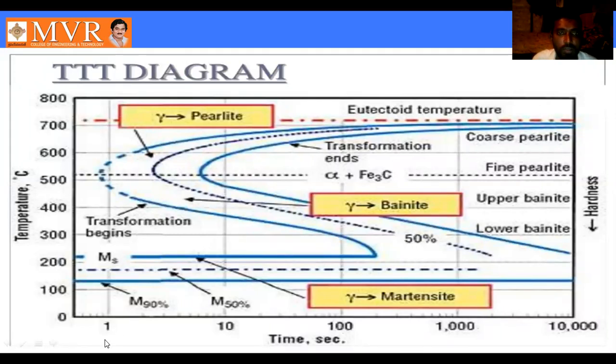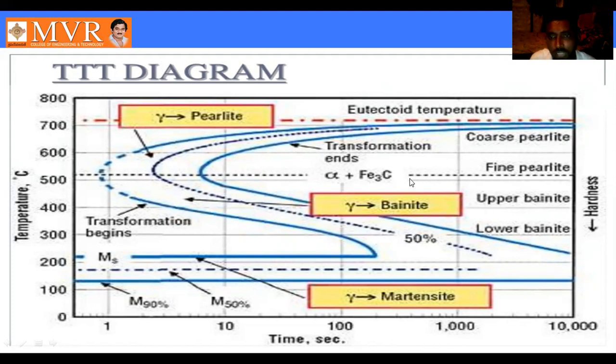We have the iron equilibrium diagram. In the iron equilibrium diagram, the austenite phase is gamma. So the gamma is transforming here. The austenite is transforming like this. The austenite transformation starts from here and ends here. Starting is 0% onwards, this line is 50%, and this is the 100% transformation. The austenite is completely transforming into different phases.